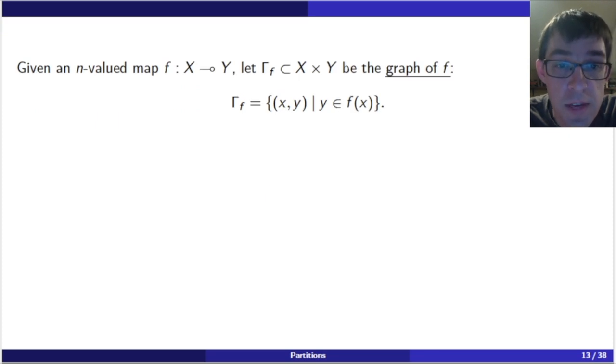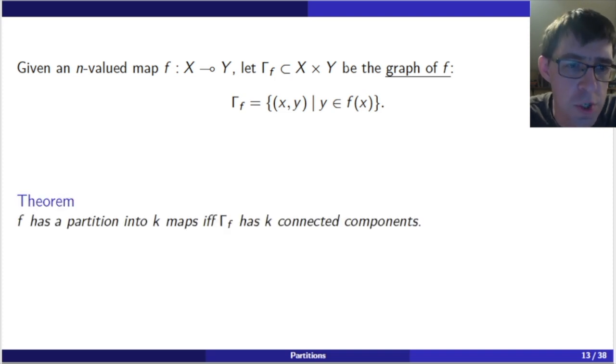So this is just a definition of the graph of f. Everybody knows the graph of a function. This is the same thing, only for a multi-valued function you have to say it a little bit differently, but you can always indicate the graph of a function. And the theorem is f has a partition into k maps if and only if this graph has k different connected components. Like the black and the red indicate that that function can be partitioned into two pieces. And this is a fairly intuitive thing that anybody would have come up with, I think.